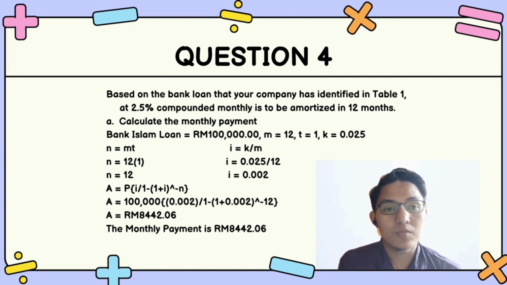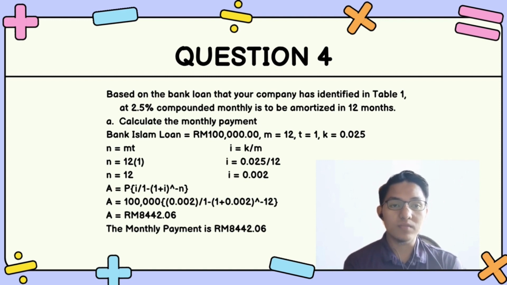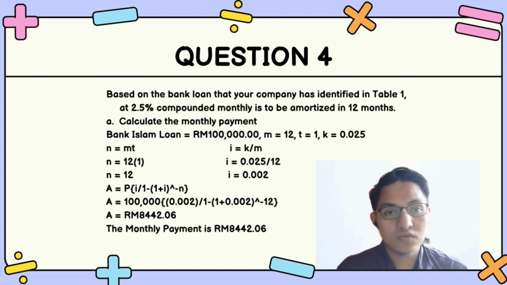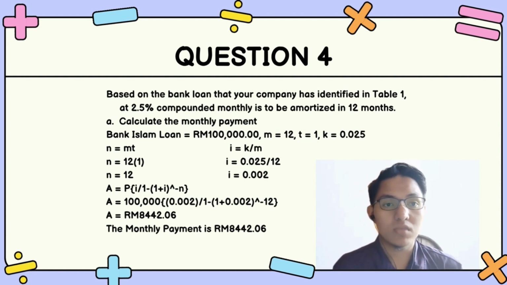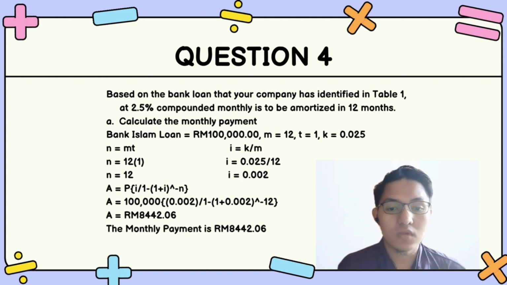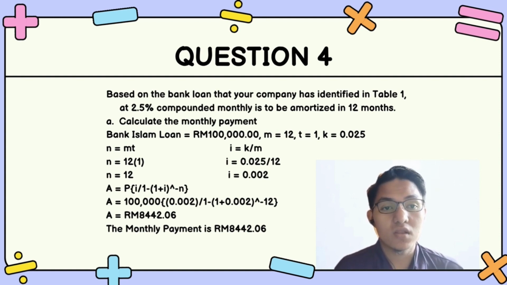Question 4 is based on the bank that your company has identified at Table 1, Question 2, at 2.5% discount, compounded monthly, to be amortized in 12 months. The first question is to calculate the monthly payment. The value that we have is 100,000 ringgit and the m is 12 while the t is 1 and k is 0.025. First we're going to search for the n.